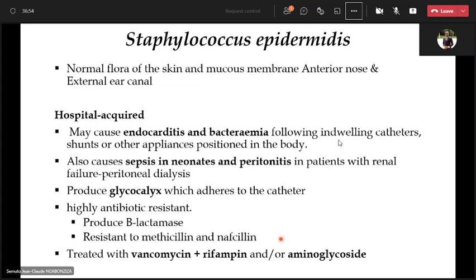Any question on Staph epidermidis? I don't expect questions. This is part of normal flora and can only be an opportunistic pathogen, mostly following appliance placement in the body. So by themselves, in normal hosts, they don't cause problems except in neonates and probably in patients with renal failure on peritoneal dialysis. When the dialysis is done through the peritoneal membrane, then it can cause colonization problems. And treatment is hard as Staph epidermidis is naturally resistant to many antibiotics. You have to use a combination of antibiotics to cure.